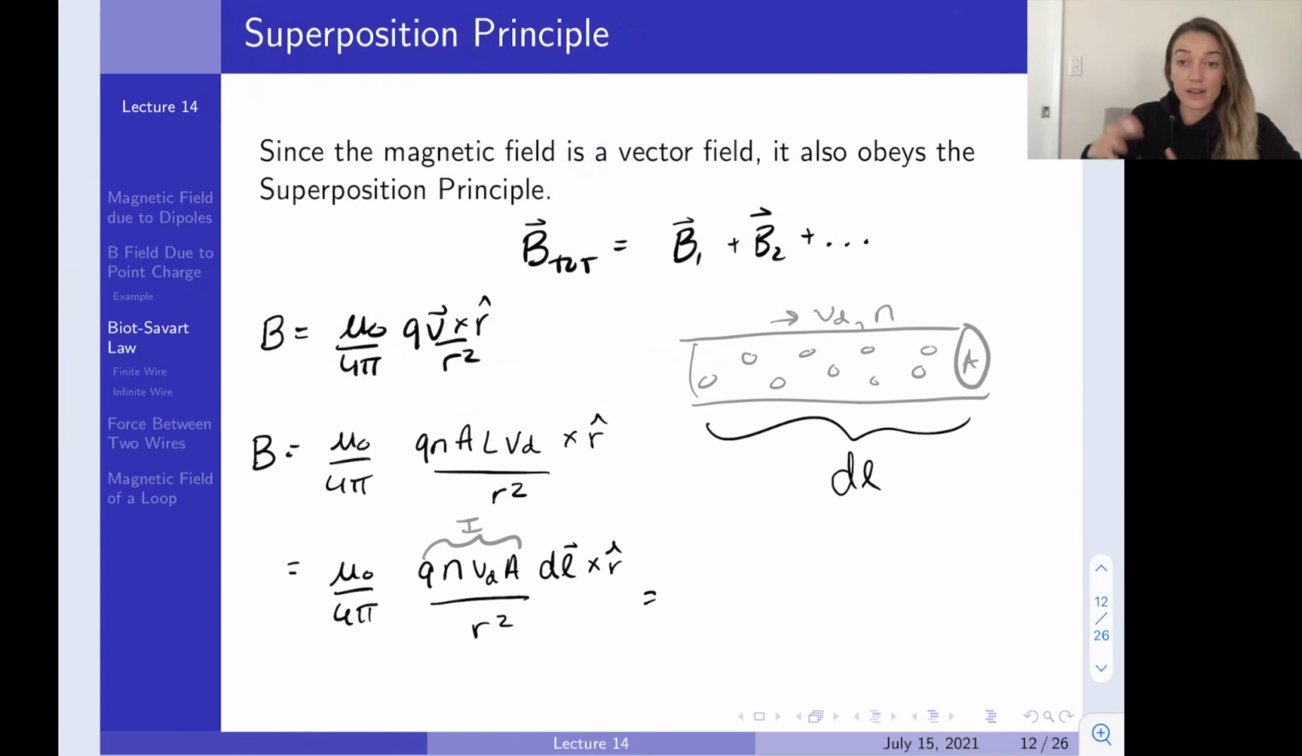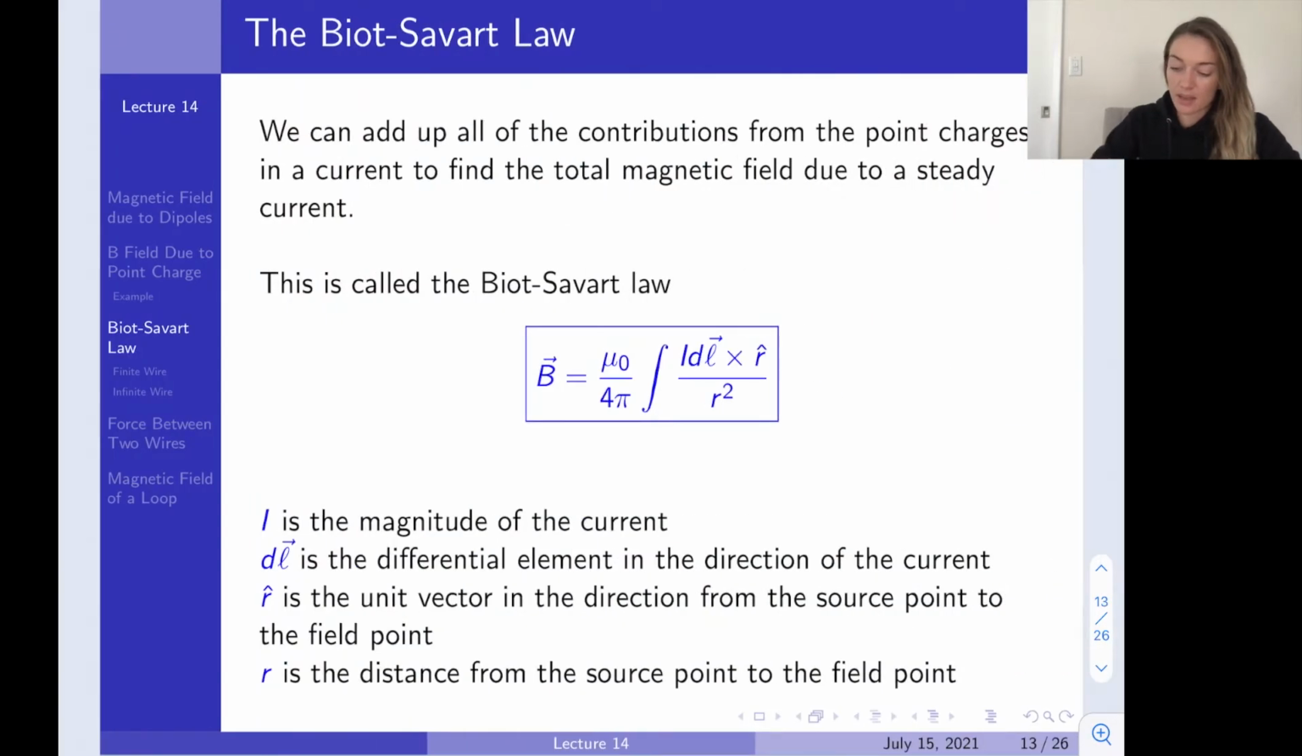So I can rewrite this whole magnetic field now as mu naught over 4 pi, I dl crossed into r hat, over r squared. And so this will give me now the expression for a magnetic field due to any length or piece of current carrying wire. And so this is called the Biot-Savart law. Since they're French, this is pronounced Biot-Savart. So don't go saying like Biot. It's Biot-Savart. So we're going to be using this a lot.